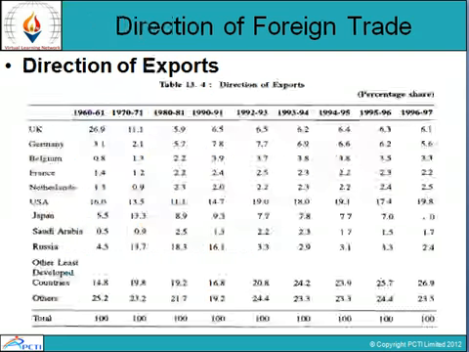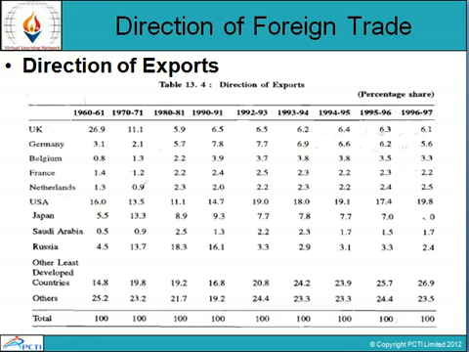Next topic is direction of foreign trade. Coming towards the direction of exports. In the table, we can see that during the year 1960-61, the major export partners were UK, followed by USA, then Japan, Russia, Germany and France. They accounted for approximately 57.4% of our total exports.